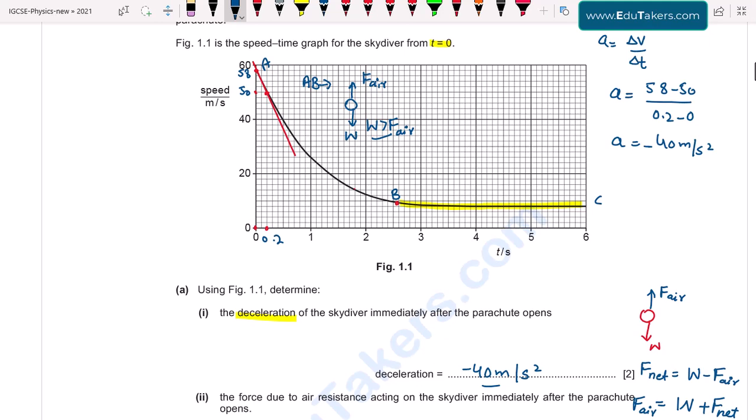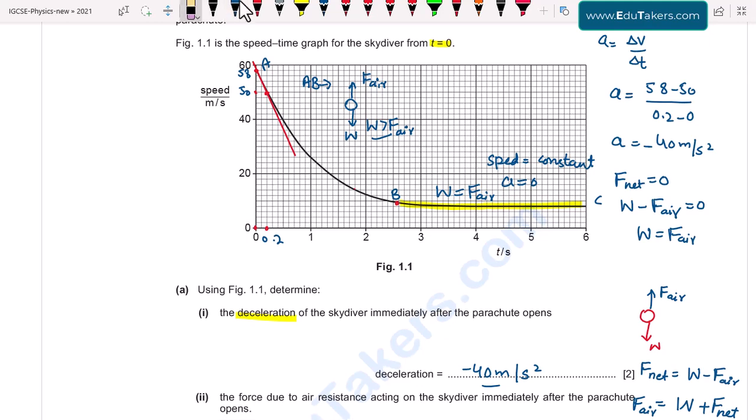So from B to C, the speed of the body is constant. Speed is constant. It means that acceleration is equal to 0. And when acceleration is equal to 0, we know that the net force on it must be equal to 0. In our case, net force is equal to W minus air resistance force, which will be equal to 0. So weight becomes equal to air resistance. So from B to C region, the weight of the skydiver becomes equal to the air resistance force acting on it. So in this case, it moves with constant speed.